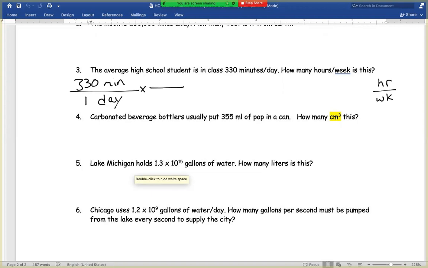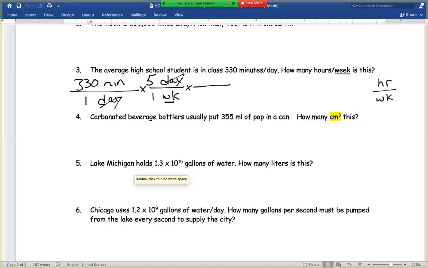I want to cancel my day. And in order to cancel, they have to be opposite each other. I got to get into weeks. Well, good news for a typical high school class day prior to our kind of current situation, we are in school 5 days every 1 week. Days cancel. I got weeks in the denominator. Great. Now I just got to go back and take care of my minutes.